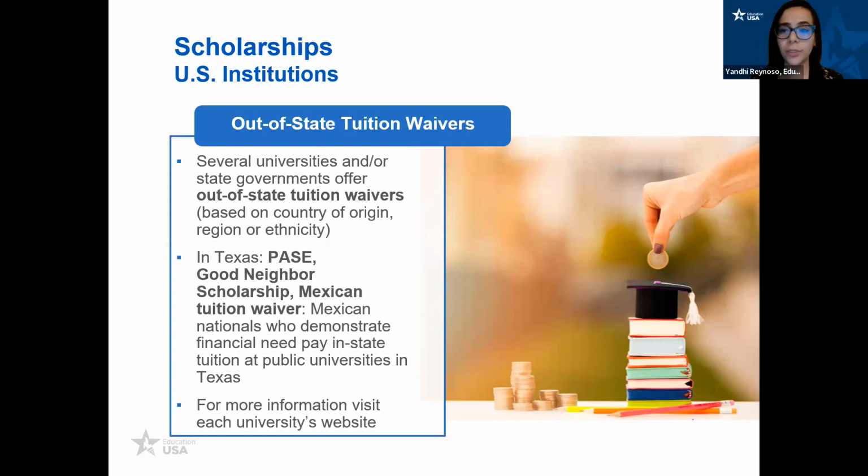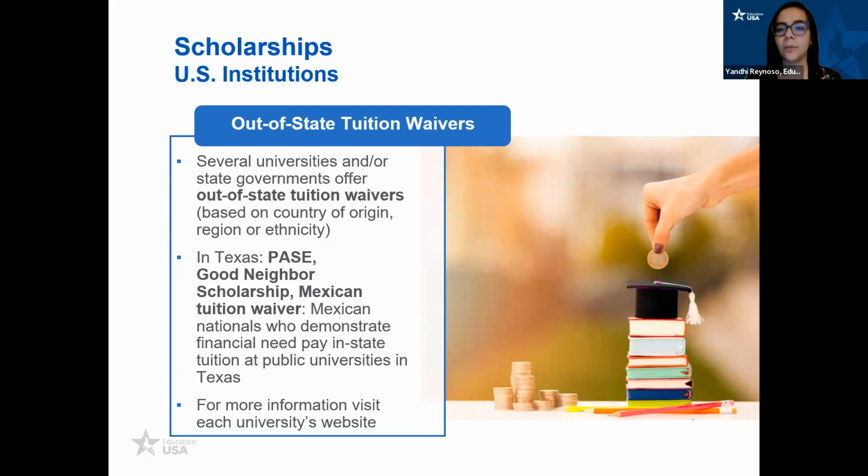So some institutions in the United States, for example, public institutions from the state of Texas, have some opportunities for Mexicans, where if you're admitted to that public institution in the state of Texas, and if you demonstrate financial need, you can pay in-state tuition at these universities. This is a great opportunity that the state of Texas gives.